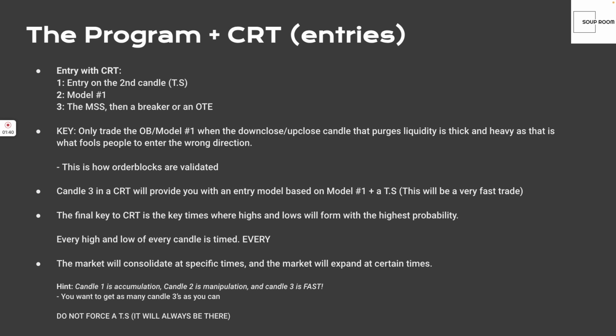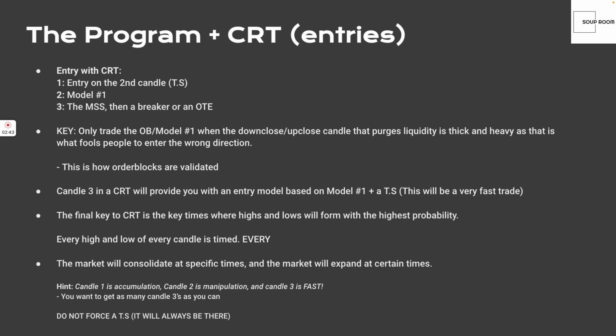What I want you to focus on is the order block. So entry number 2. The key is to only trade the order block when the candle that purges liquidity is thick and heavy, as that is what fools the most people to enter in the wrong direction. So if we soup a CRT low and we form an order block that is a thick and heavy, large down close candle, that fooled people to be bearish. That is a high probability order block that you want to be entering long off of. Vice versa when bearish. This is basically how we validate our order blocks. Never enter an order block that is small, petite, short in nature.